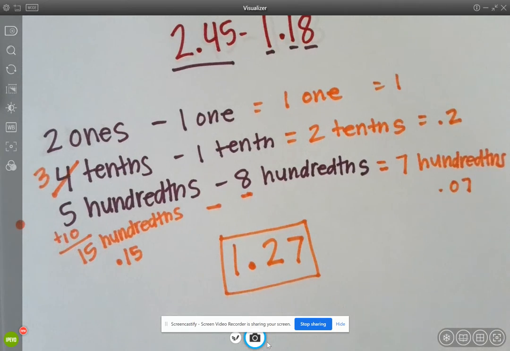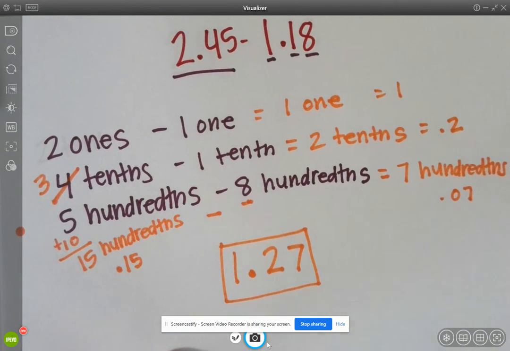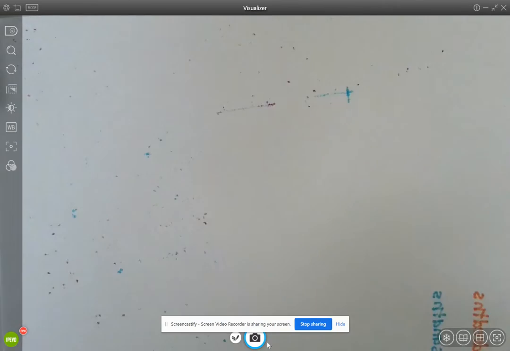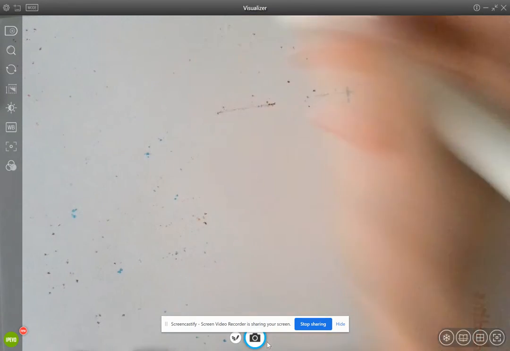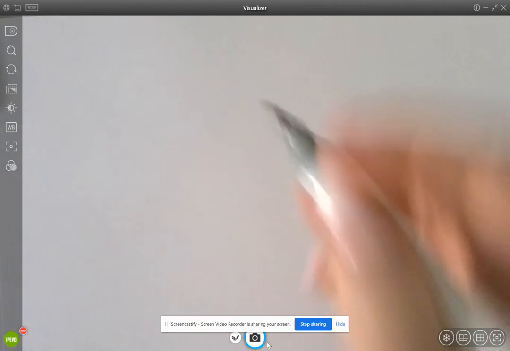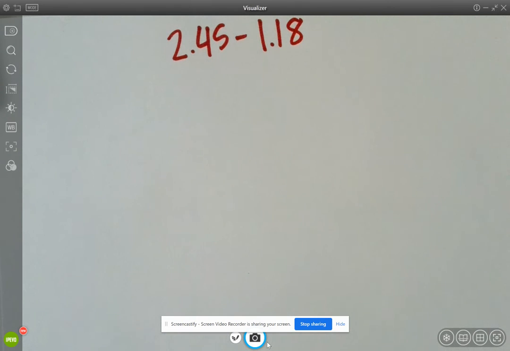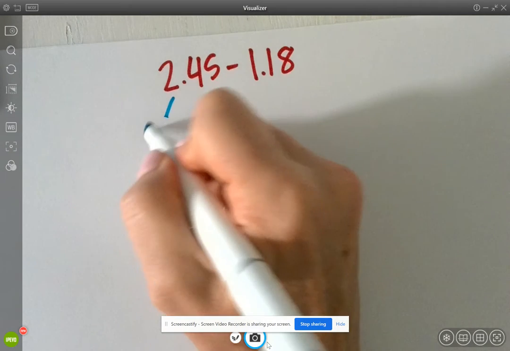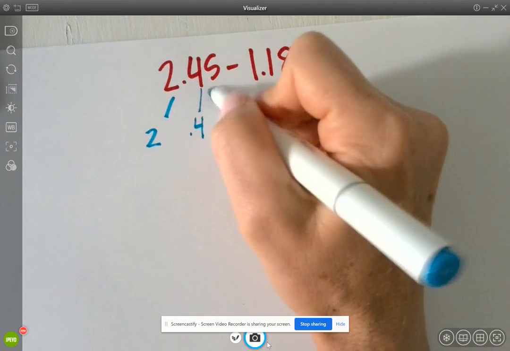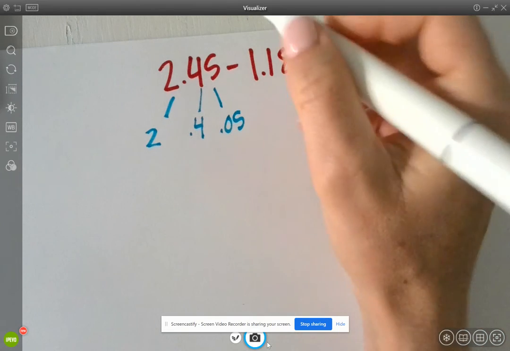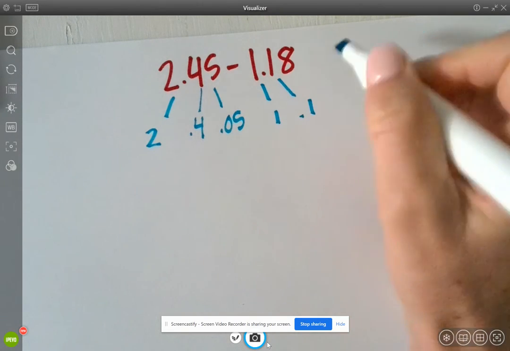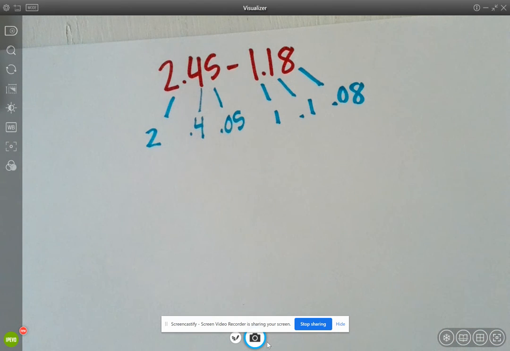And I'm going to go ahead and show you one more way that you can use it with decomposing right now. So again, we have the same problem. 2 and 45 hundredths minus 1 and 18 hundredths. And we're going to go ahead and decompose those numbers. So I have 2 ones, 4 tenths, 5 hundredths, and I know I need to subtract 1 one, 1 tenth, 8 hundredths, okay? So like we saw before, I'm going to start with my lowest place value.